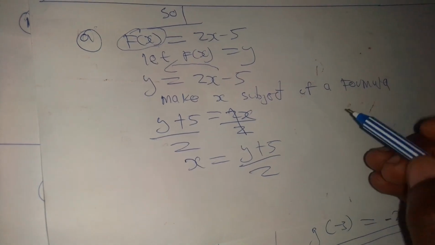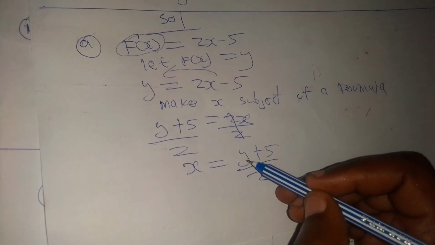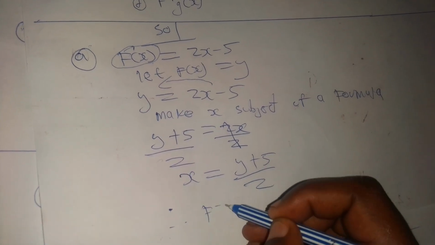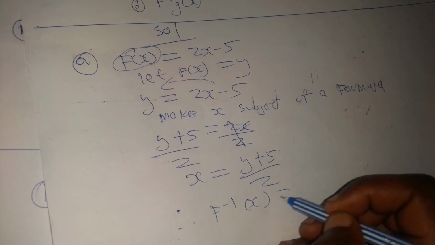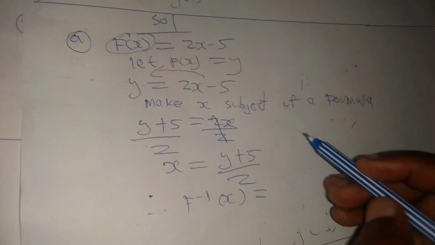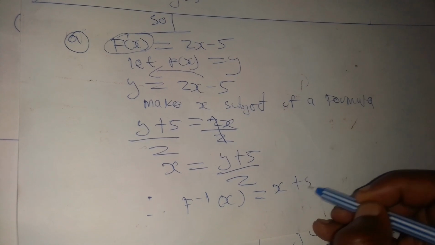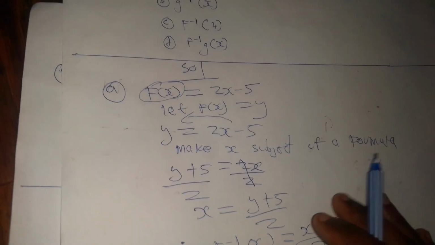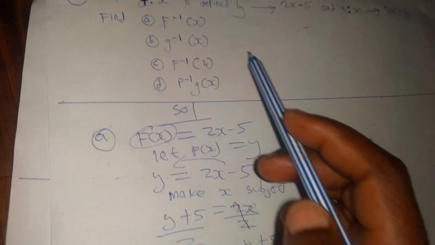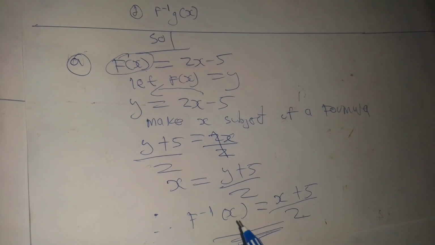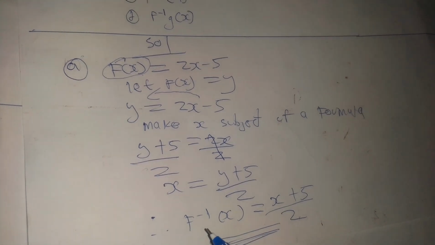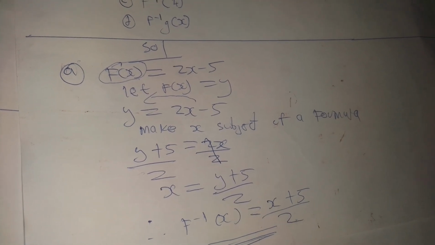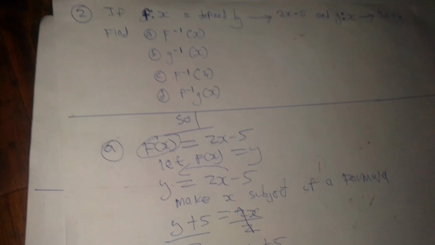Then the next thing now, where there is y, replace with x. So you say therefore f inverse of x is equal to x plus 5 over 2, which is the inverse for the first one. So f inverse of x is equal to x plus 5 over 2. Where there is y, you just replace with x. So we look at the other example.